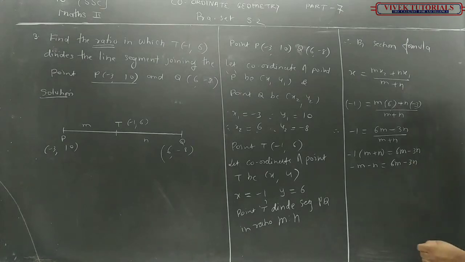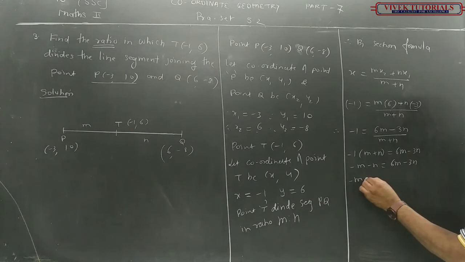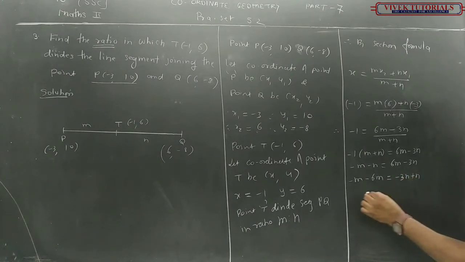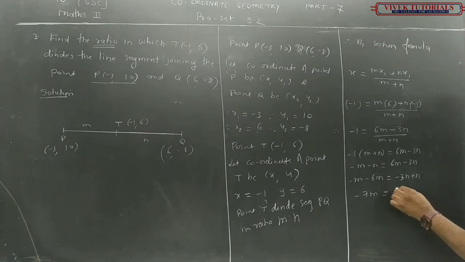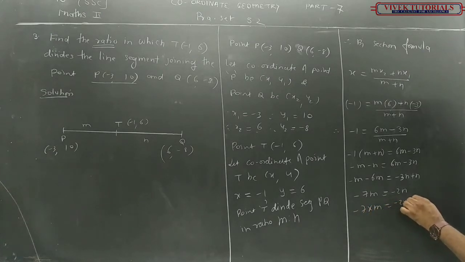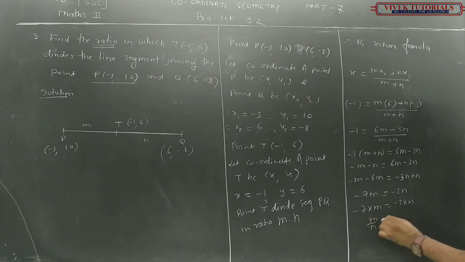I will place similar terms together. Minus m minus 6m is equal to minus 3n plus n. So this becomes now minus 7m, and here we are getting minus 2n. So minus 7 into m is equal to minus 2 into n. So m upon n is equal to minus 2 upon minus 7. So what you got? 2 upon 7.